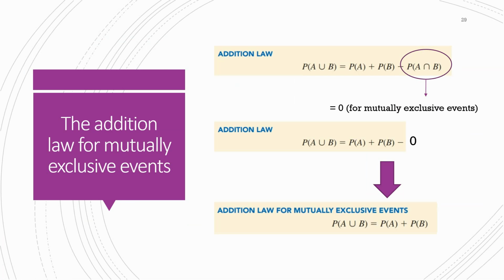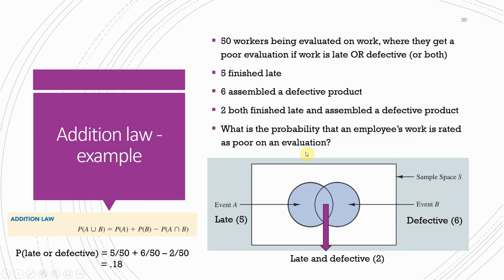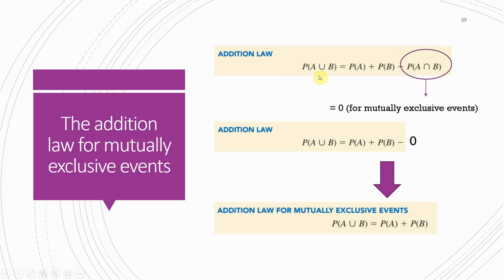So let's recap the equations we've just learned. The addition law that we just talked about: what's the probability that A or B happens, or both, that intersection area? It's the probability of A plus the probability of B minus the intersection. But this is for events that are not mutually exclusive.